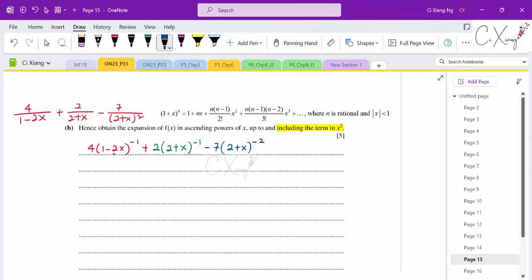Then, of course, for all these brackets, I can expand them by using the binomial expansion formula. But for the second and the third bracket here, the first term of the bracket doesn't start with 1. So I need to do some adjustment to make it become 1.